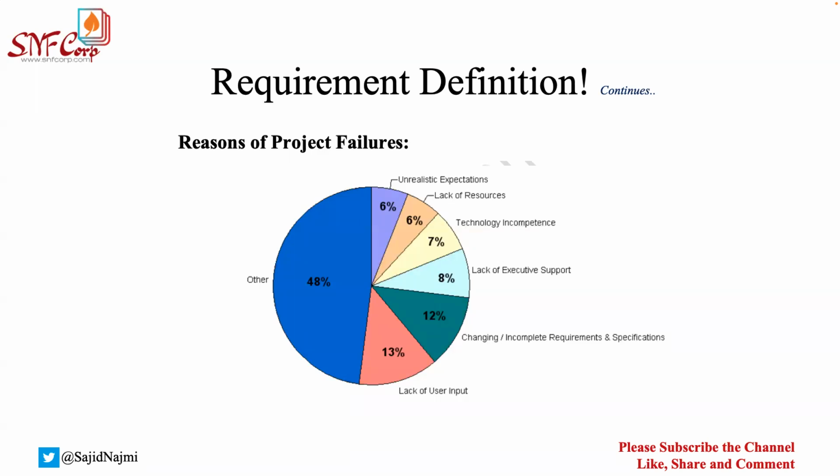And 48% says unknown, others, we don't know. There could be many other internal, external reasons. You're building a house and some natural disaster happens. What will you do? You cannot do anything. So obviously the project will fail.